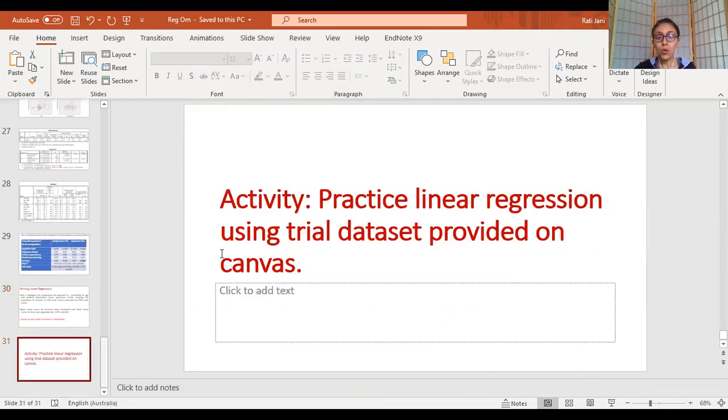Okay, so now what I have done for you students as part of this tutorial is you have an activity to practice. If you already have your own data set, fantastic, you can use it to practice regression, if it is appropriate to use regression in your data set. If not, I have created a practice data set for you, which is available on Canvas for you to practice linear regression. Let me just show this data set to you.